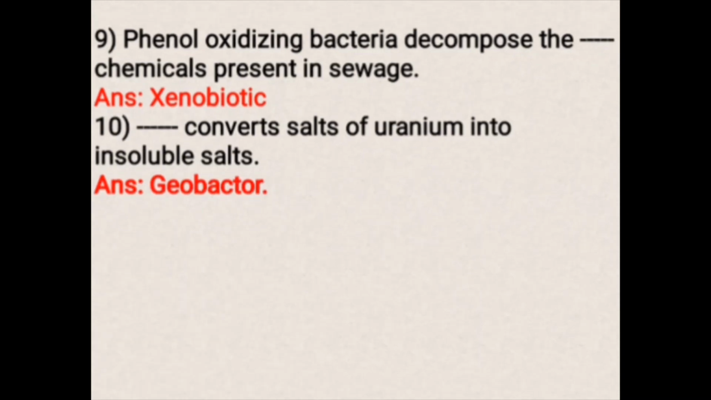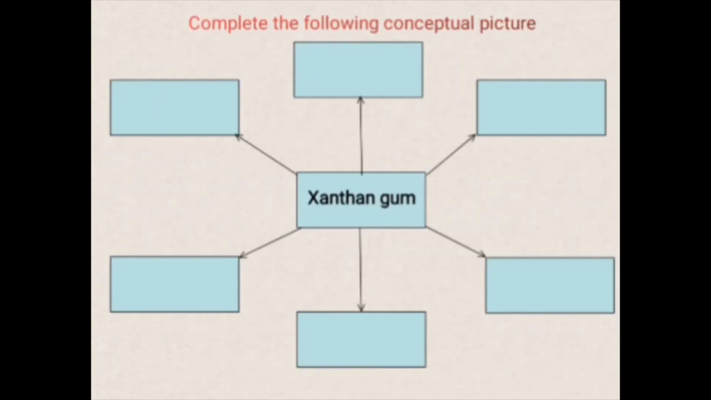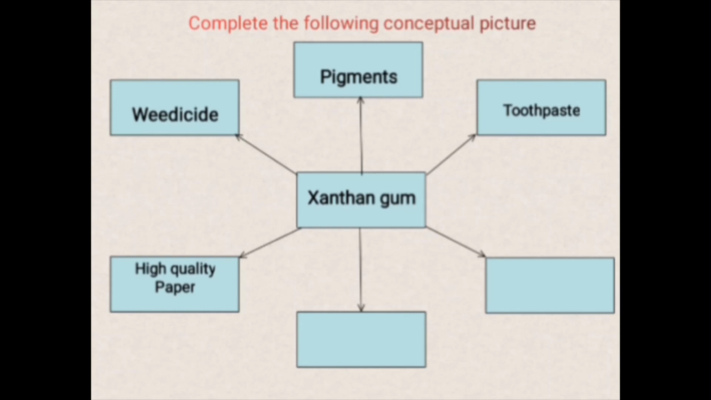Now let's discuss some activity-based questions. Question is, complete the following conceptual picture. Here in these boxes we have to write the uses of xanthan gum. The xanthan gum is used in preparation of weedicide, pigments, toothpaste, high quality paper, textile pigments, and in fertilizers. Xanthan gum is used to impart thickness to all these products.